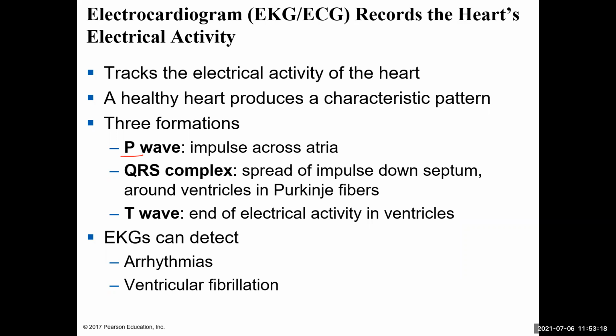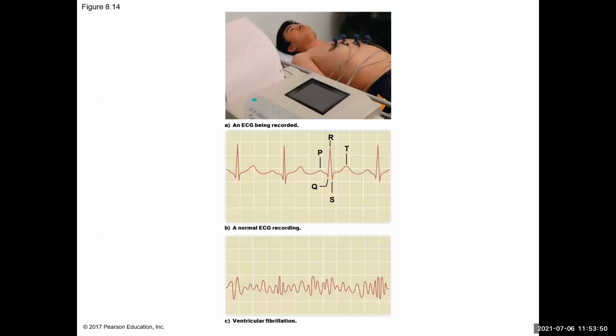And then the T wave is the end of the electrical activity in the ventricle. So that's when the electrical activity stops and your ventricles relax. Okay? And so these EKGs can look at whether or not your heart is producing these characteristic patterns, or if those patterns deviate from these formations, and you may have an arrhythmia or ventricular fibrillation. So basically, your heart is not functioning normally.